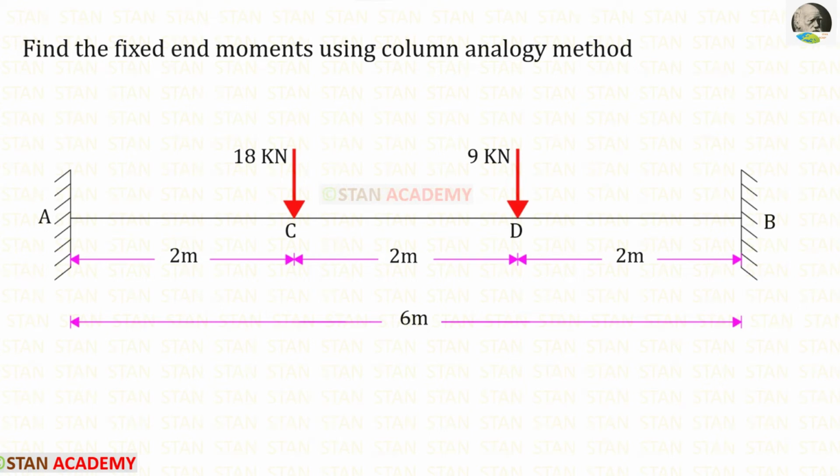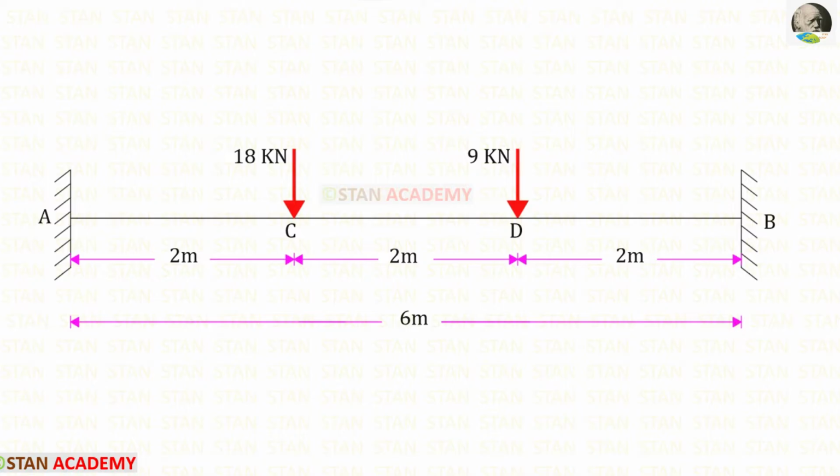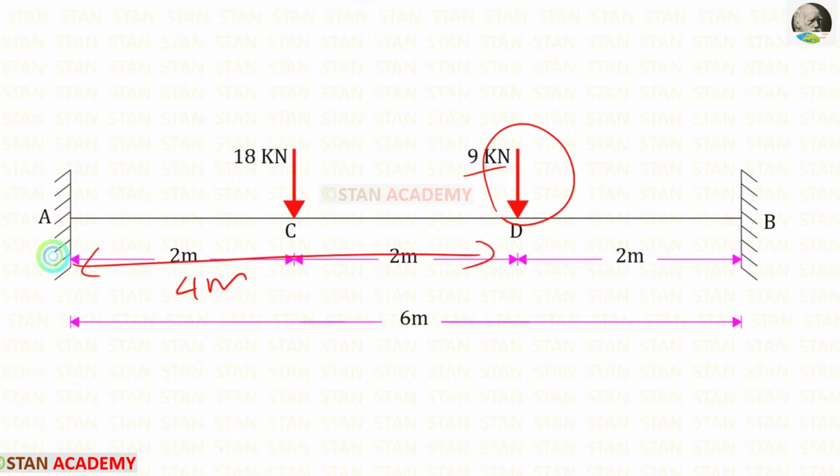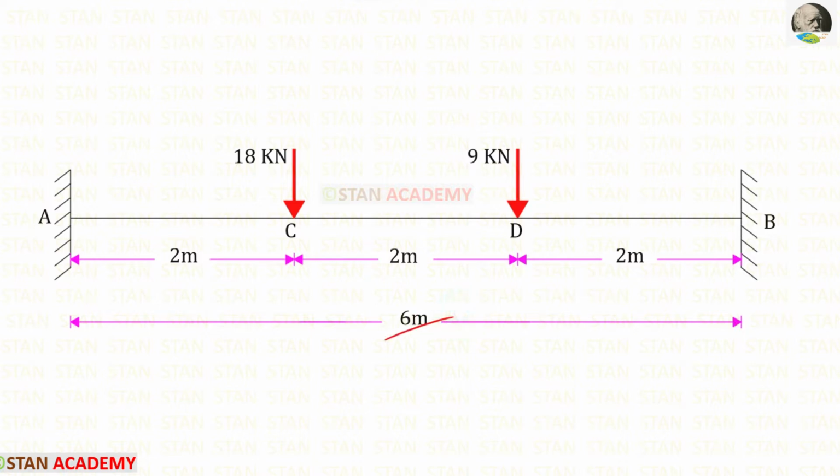Hello everyone. Today we are going to find the fixed end moments in this beam using the column analogy method. In this beam there are 2 point loads, 18 kN and 9 kN. The load 18 kN is acting at a distance of 2 meter from the point A. The load 9 kN is acting at a distance of 4 meter from the point A. The total length of the beam is 6 meter.